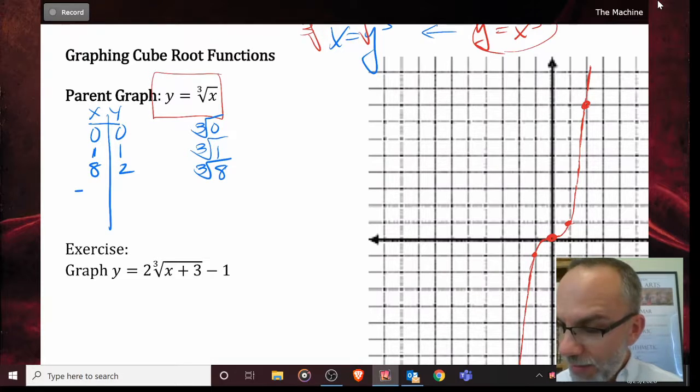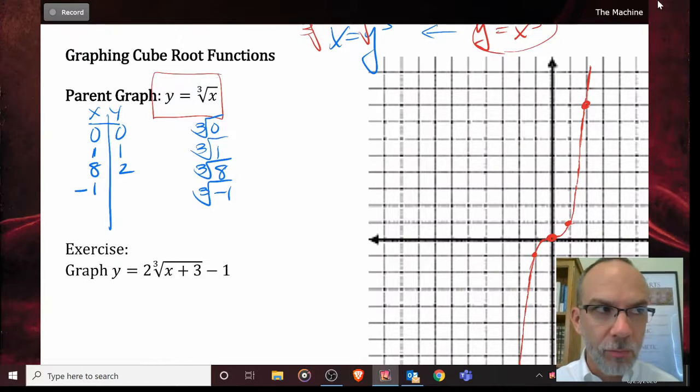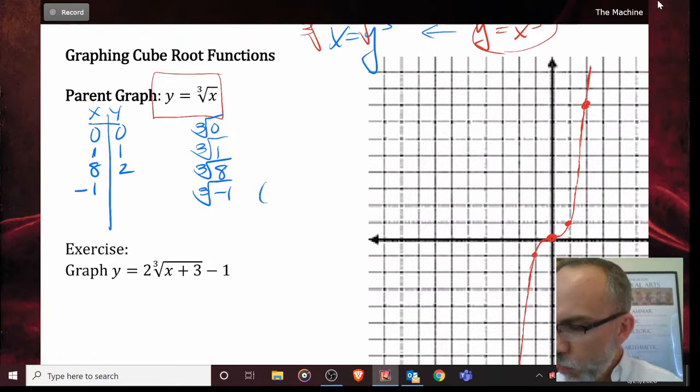Okay, now what about negative 1? Oh, you can't cube root a negative 1, Mr. Marsh. Absolutely not. Wrong. Sure you can. You can cube root a negative 1. This is asking you what cubed is equal to negative 1. Well, negative 1.